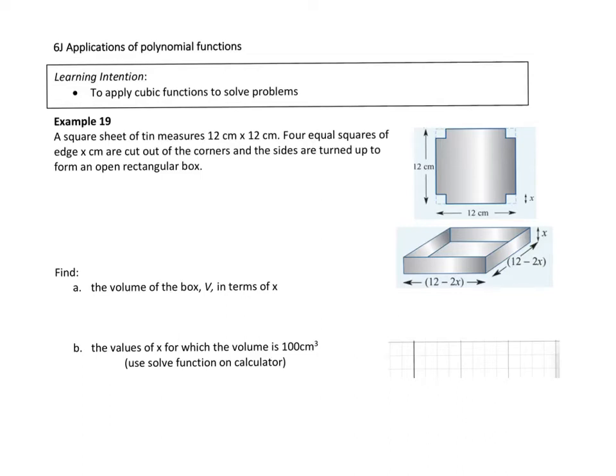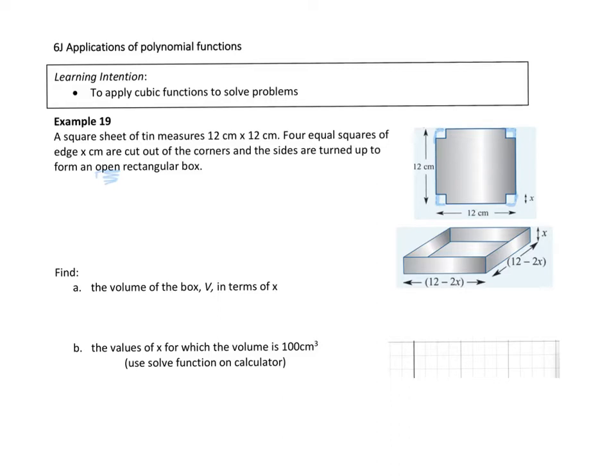In this example, a square sheet of tin measures 12 centimetres by 12 centimetres. If we have a look at the diagram there, you can see that 4 equal squares of edge x centimetres are cut out of the corners and the sides are turned up to form an open rectangular box. So you can see here that these are all squares that have been cut out of the rectangular piece there to form that box.